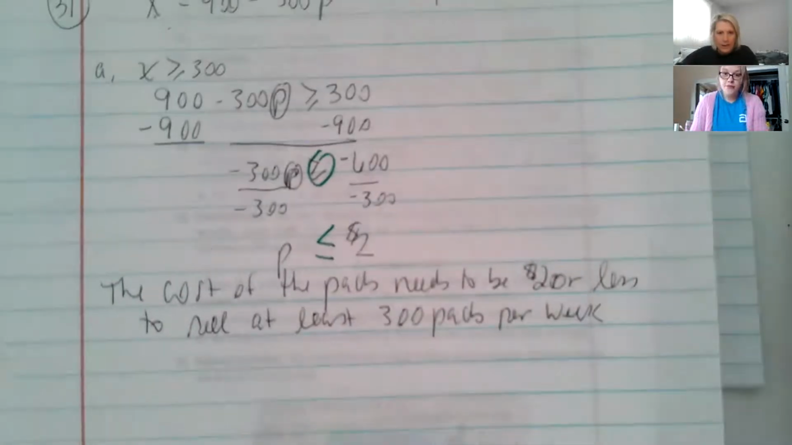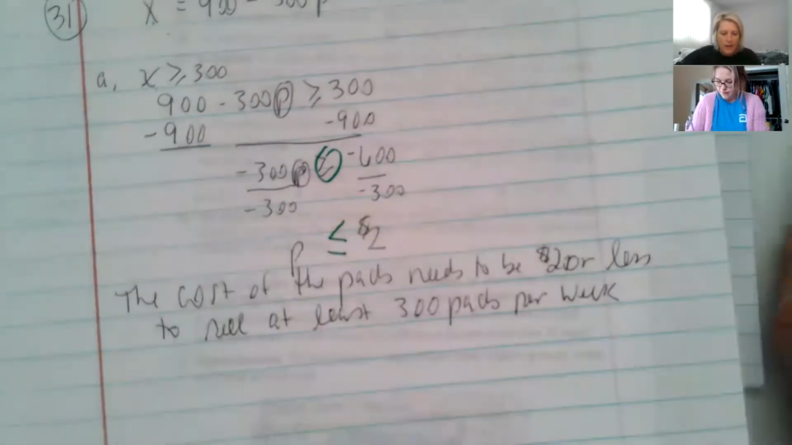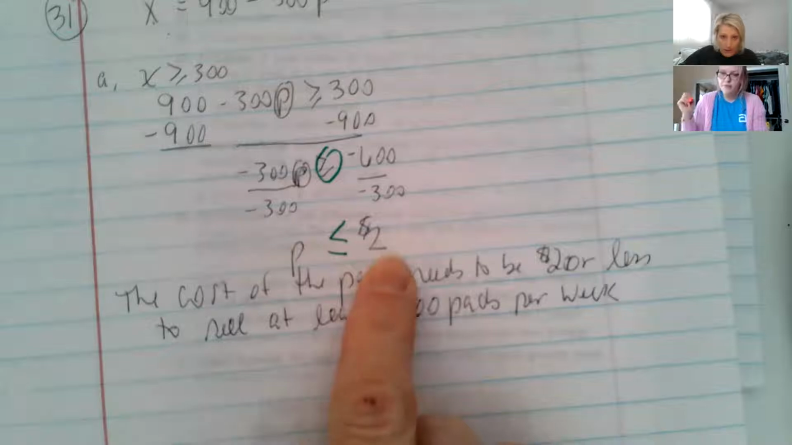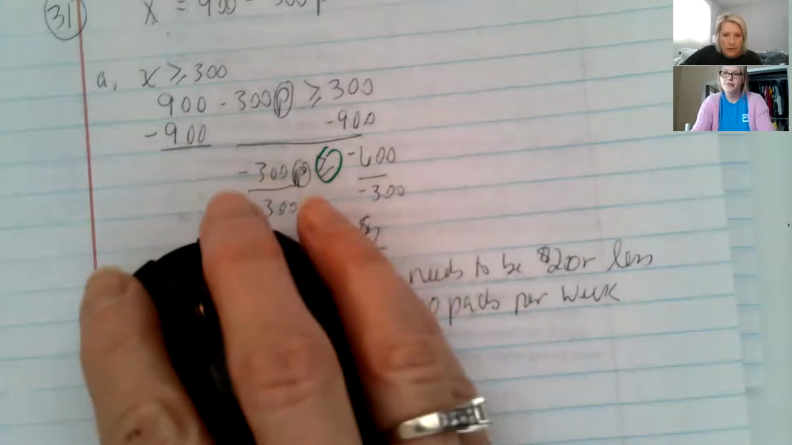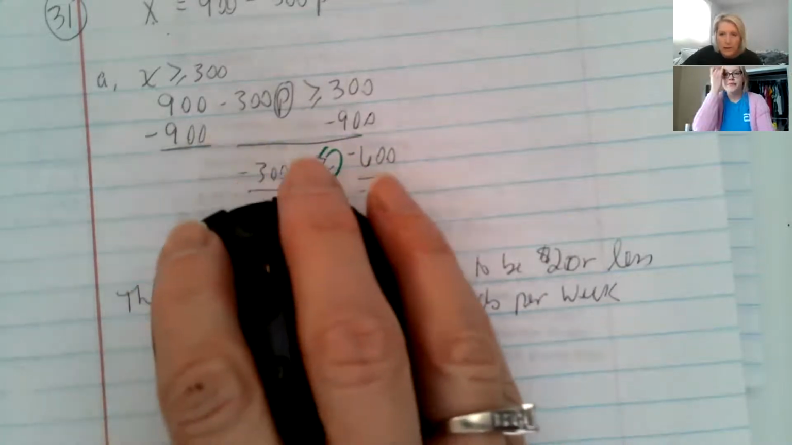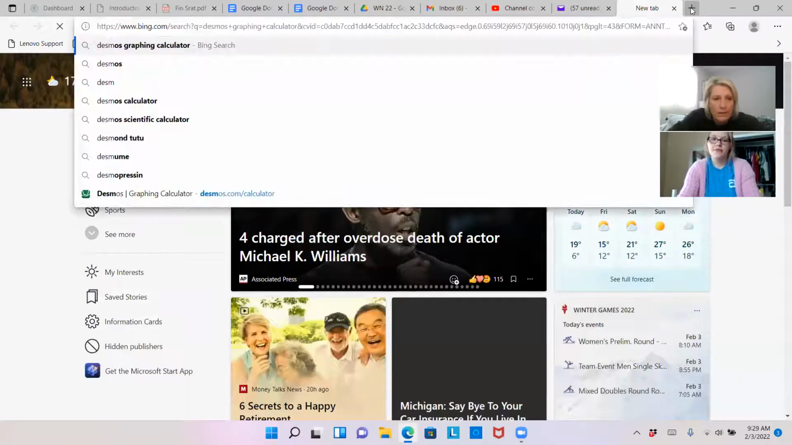Okay, and I'm going to show you how you can make sure that this is correct. There's numerical things. You could put a number that's less than $2 in and make sure that you get a true statement, right? So that's one way. But if you go to Desmos, I love the idea of using Desmos because this is going to really carry you through this semester, next semester, in other classes.